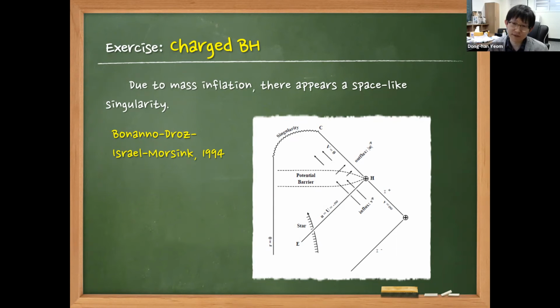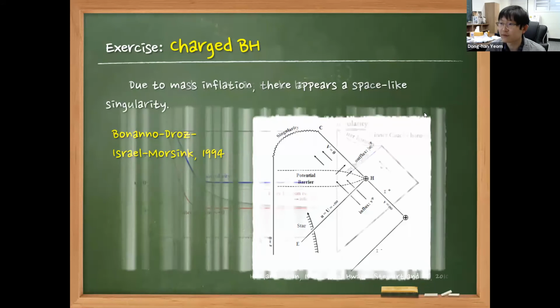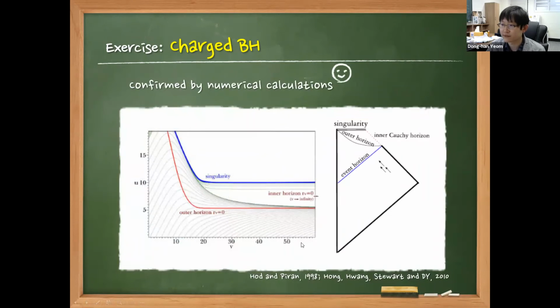Therefore, once you include such a blue shift, you cannot rely on such a static solution for the inside. This effect is known as mass inflation, and due to mass inflation, a space-like singularity appears inside the black hole. If you go along the null direction, then some null curvature singularities appear. So the causal structure might be something like this. This was proposed by Poisson and Israel, and Ori, in 1990, and this can be confirmed by numerical simulations.